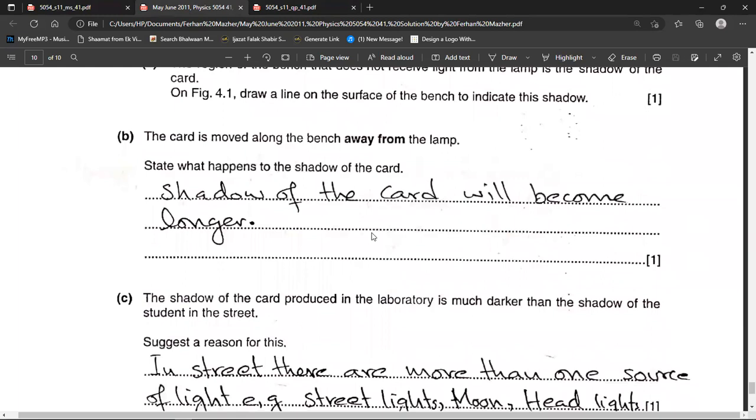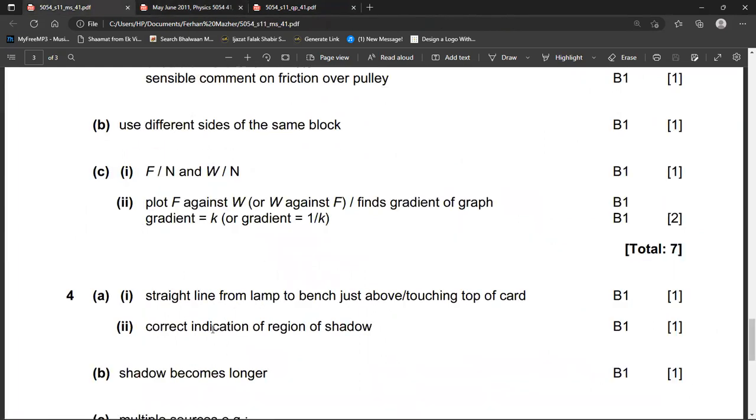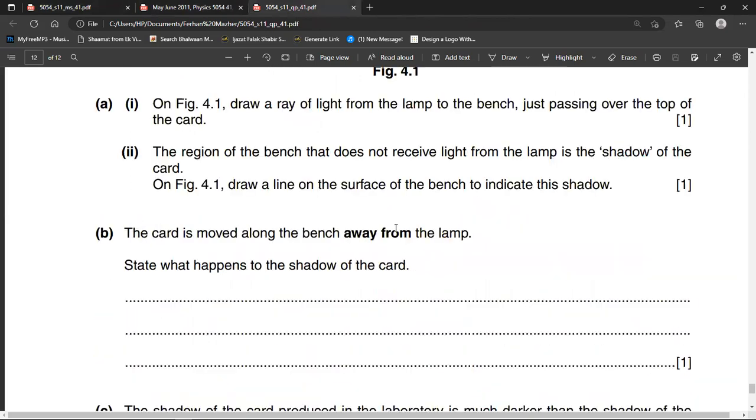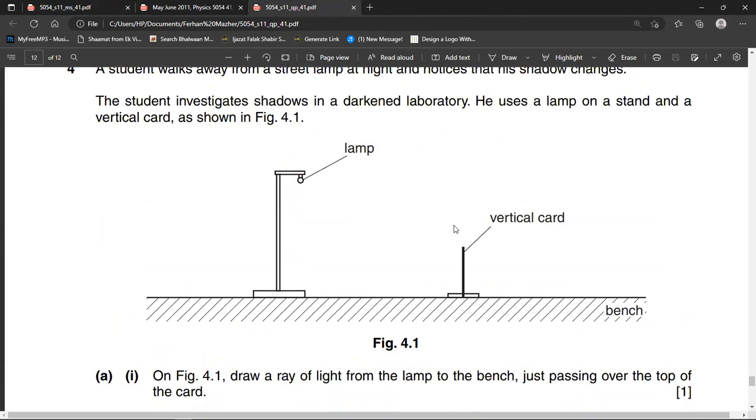The shadow of the card will become longer. Okay? The shadow of the card will become longer. You can do it actually. Just make the same height here. Okay? Join again and check whether the new shadow is longer than the previous shadow.